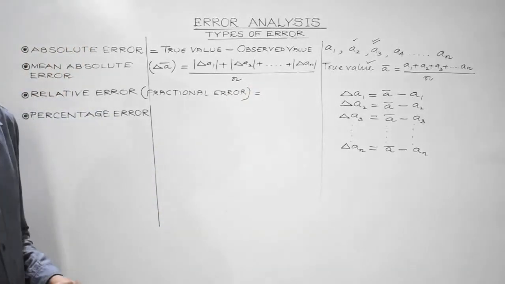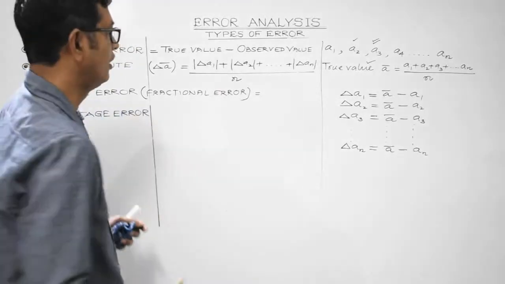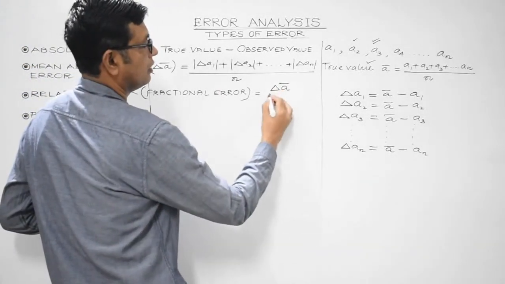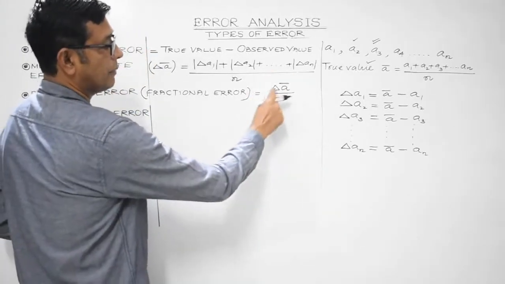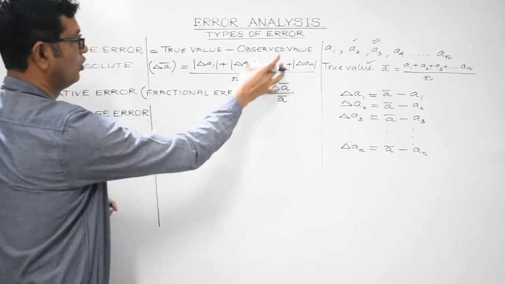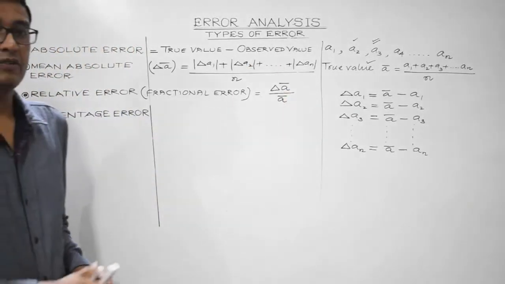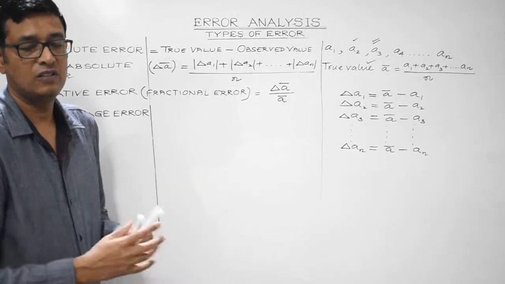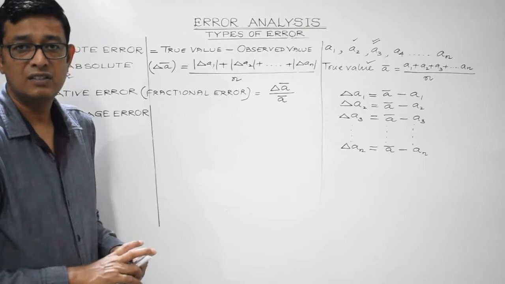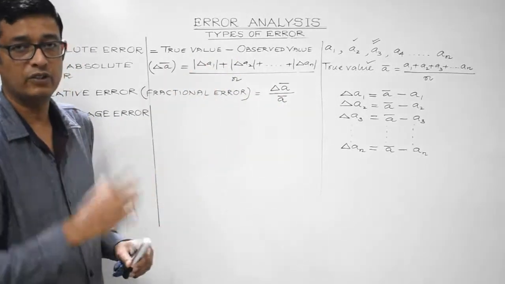It is defined as the ratio of the absolute error to the true value. So over here, this is the true value, and the mean absolute error divided by the true value, that is del A bar over A bar, is known as the fractional or the relative error. Relative with respect to the true value. Fractional, it is in the form of P by Q. So fractional error is defined as the ratio of the mean absolute error to the true value.